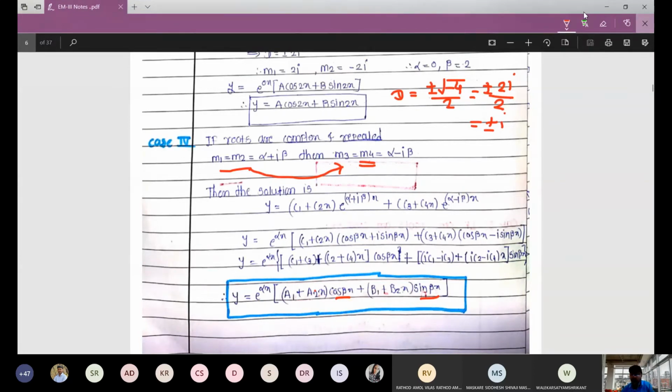Okay, so what is the reason behind it? The reason is very simple. It follows from case number 2. Suppose we have a repeated root, m1 is equal to m2 is equal to alpha plus i beta. Then it follows from case number 2 that y is equal to c1 plus c2x times e to the power of the first root, that is alpha plus i beta times x. And again, the two roots get repeated, the complex conjugate roots also get repeated. So for that case, we have to write c3 plus c4x times e to the power alpha minus i beta times x. And this follows from case number 2.